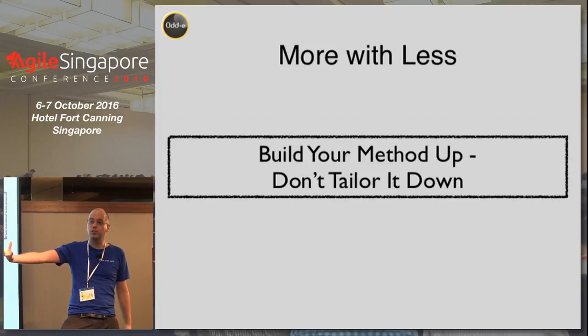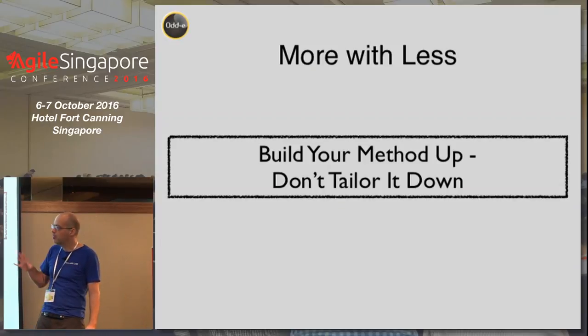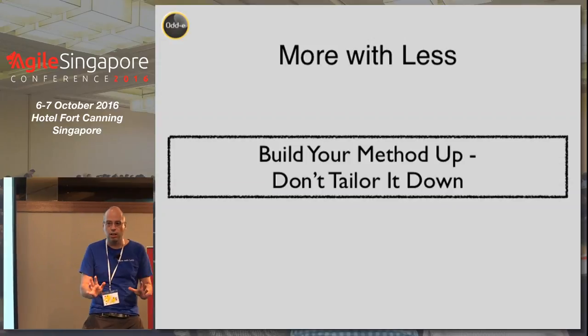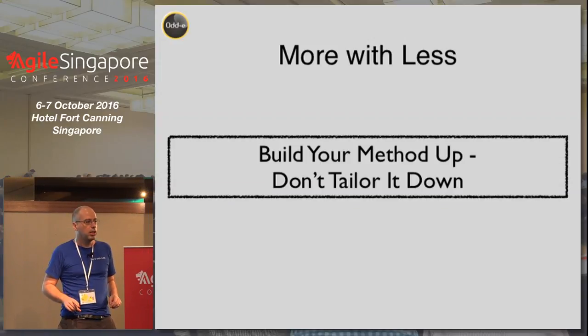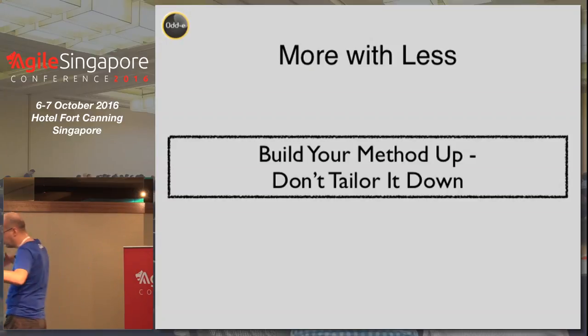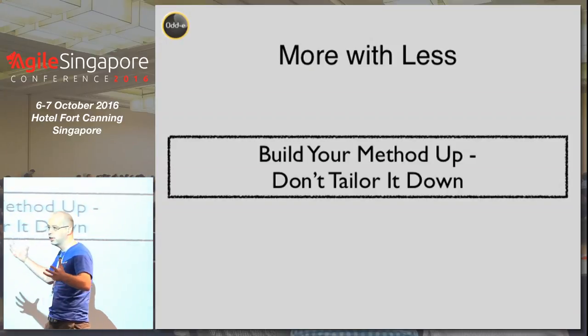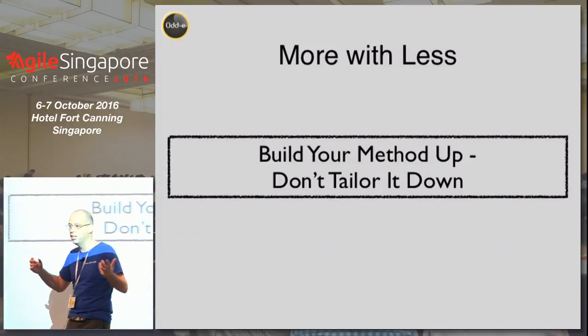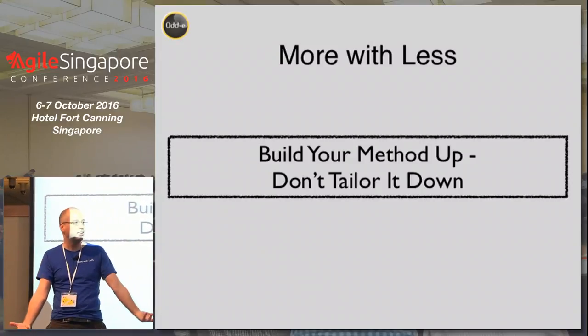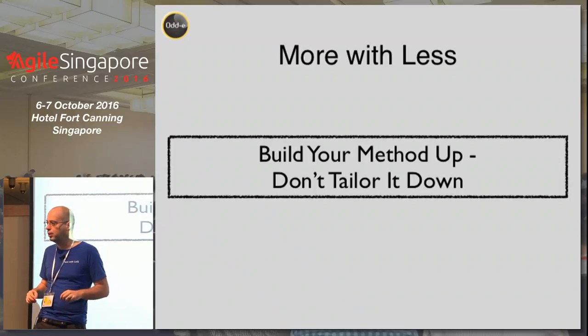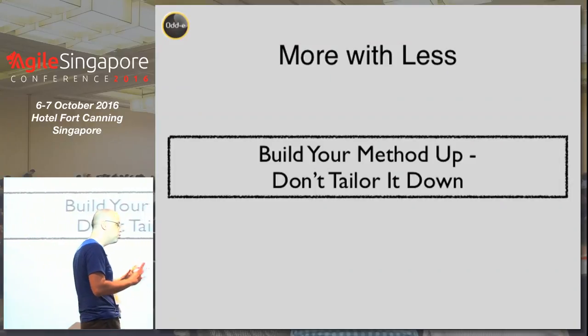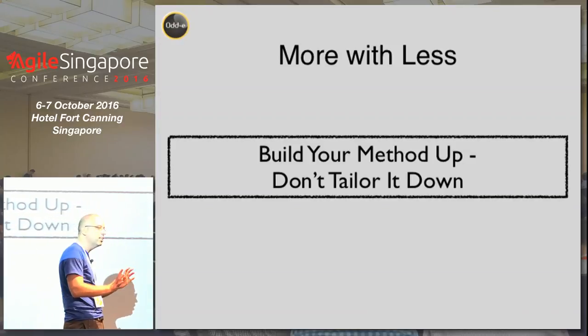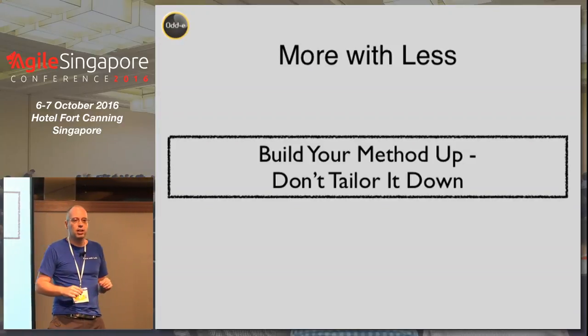But at some point, because of his traditional perspective, he comes up with these really insightful points. And this was one of them. Build your method up. Don't tailor it down. What he basically said is that we've been wrong in the industry for a long time. We create these huge, massive processes with multiple layers and many roles. And then we give it to an organization and say, here you go, this is the process. But don't worry, you don't need to use all of it. You just need to tailor it down to your product.